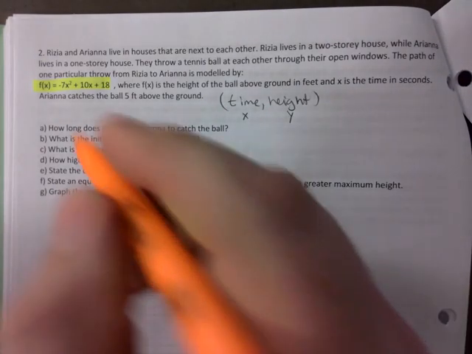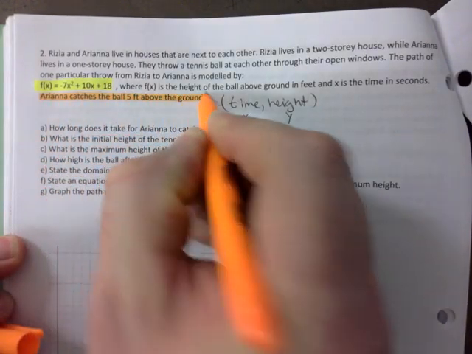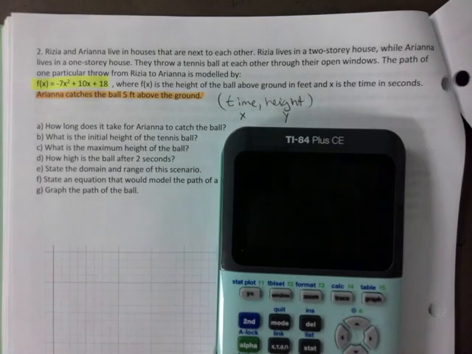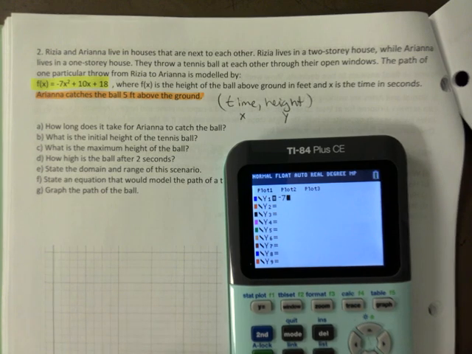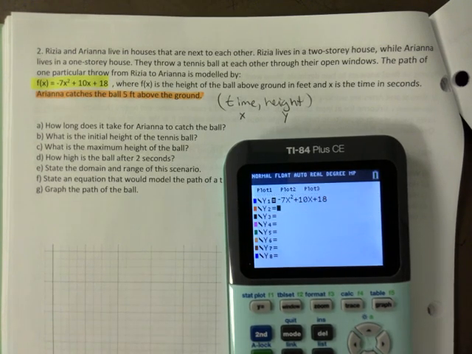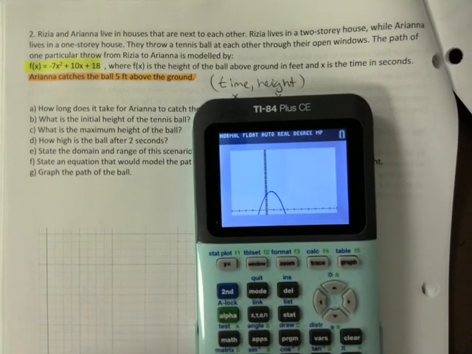And a lot of you missed this, so make sure you read, because not all of them hit the ground. Ariana catches the ball 5 feet above ground. So I'm going to quickly enter this into my calculator. You should do the same if you haven't done so already. I know I'm running against time here, so I'm going to be a little faster, but remember the video of this is actually posted.